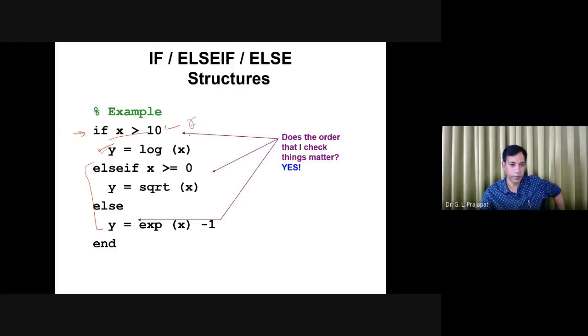If this is false, then you are going to test this. If this holds true, if x is greater than 0, or you may have less than 10 also, including 0, then you are going to execute this part, where you compute this. If this is false, then you are checking this. If this is true, then you are going to execute this. And if this is false, then you are going to execute this.